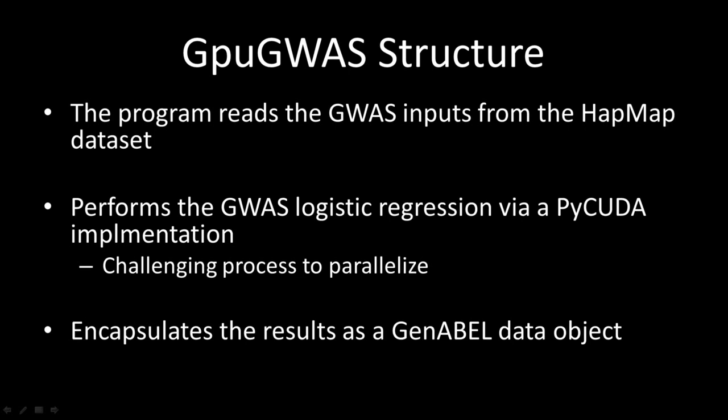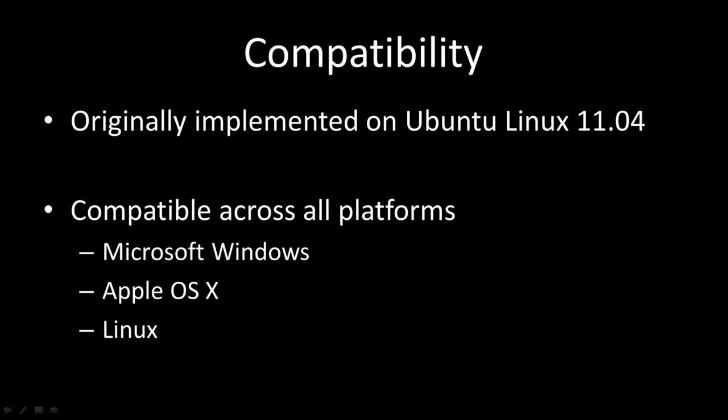The results from the second step are encapsulated as a Genome data object and passed to R for further analysis. GPU GWAS was originally implemented on Ubuntu Linux. It is compatible across all major OS platforms.